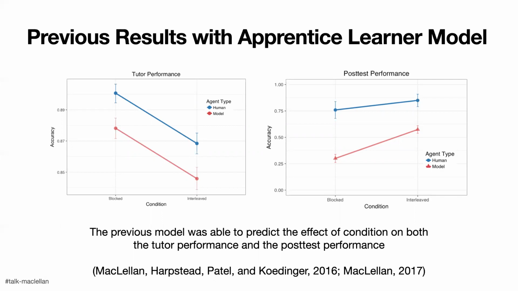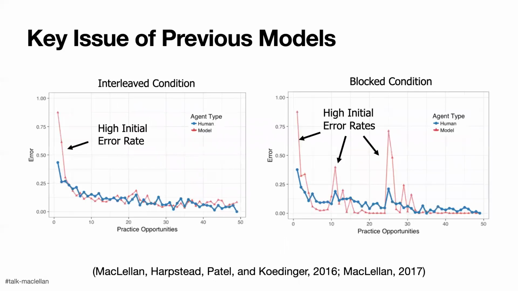So our model was able to make these predictions, and when we compared it with the human results, we found that humans also have this effect where they do better in the tutor in the blocked condition, but they have better post-test performance in the interleaved condition. So this was some pretty exciting results. But there were some issues with this previous model.